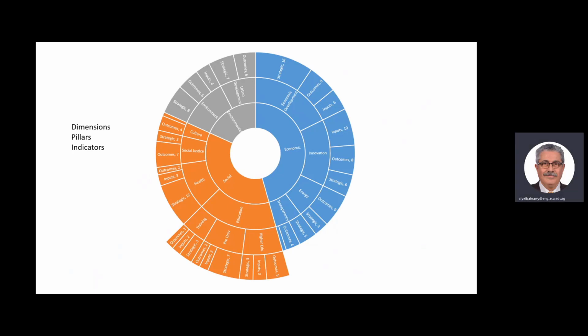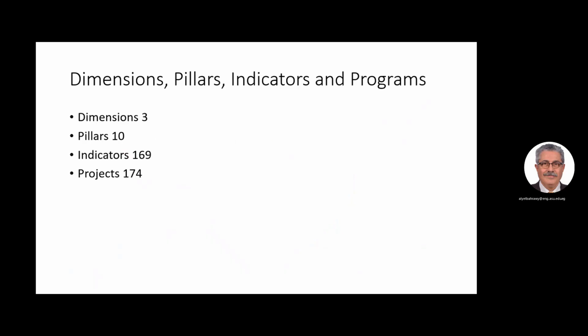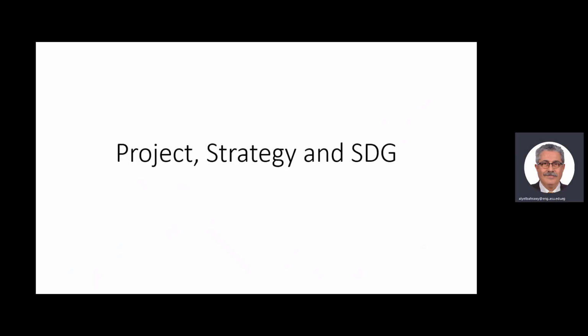in terms of titles and numbers, and I like to draw your attention that for some reason the Egyptian strategy gives a lot of special attention to education. Counting again, we have 3 dimensions, 10 pillars, 169 indicators, and 174 projects.